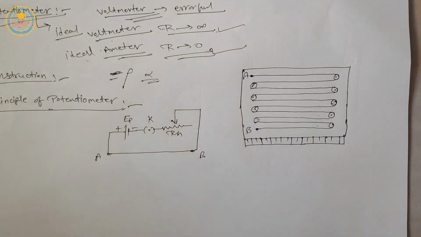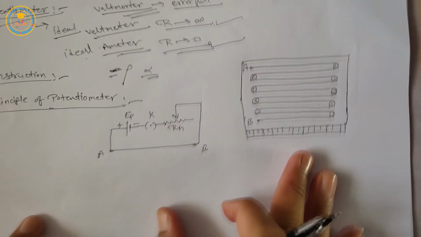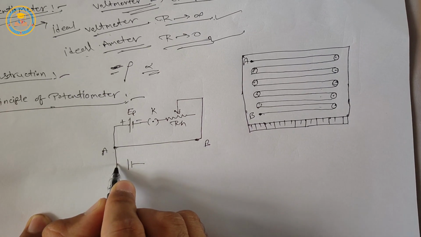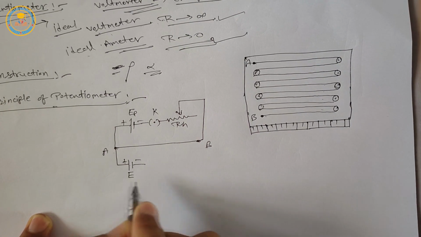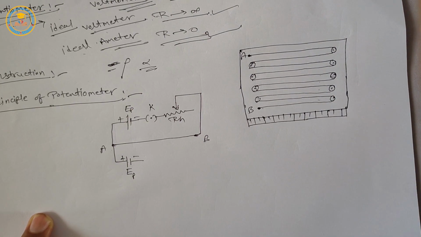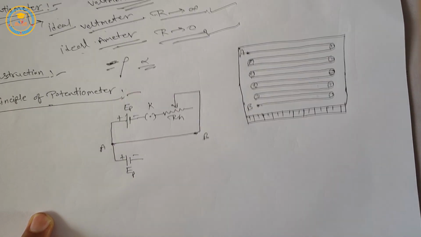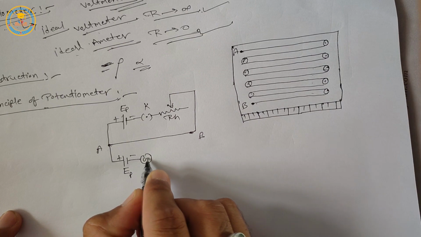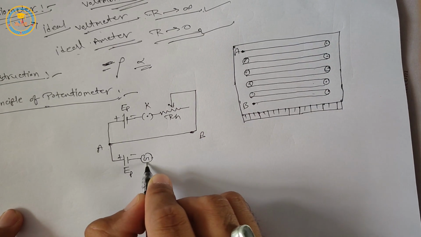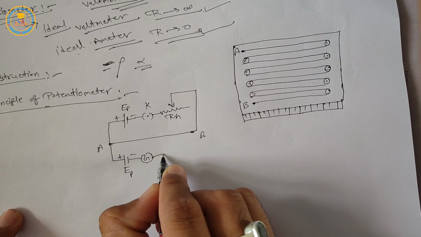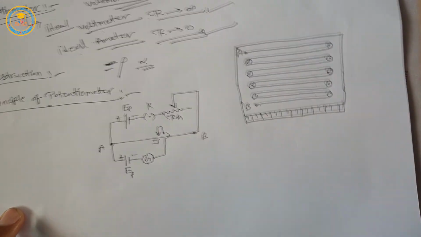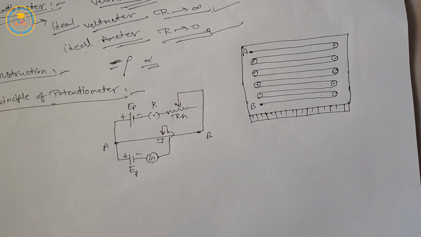And another cell of unknown EMF. The positive terminal of this cell is connected to point A. The positive terminal of the cell of unknown EMF is always connected to point A, and the negative terminal is connected to a galvanometer G. Another end of the galvanometer is connected to this jockey Z. This is the circuit diagram of a potentiometer.